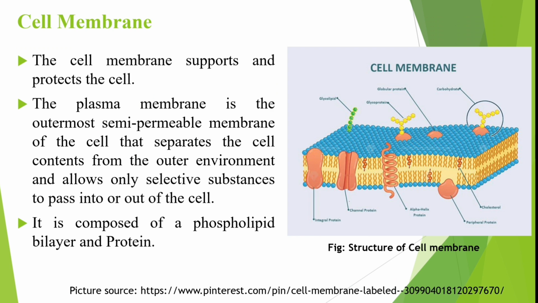Cell membrane supports and protects our cell. It is the outermost layer of your animal cell, and it is also present in plant cell. But in case of plant cell, cell wall is the outermost layer, and inner to the cell wall, cell membrane is present. It is semi-permeable in nature and separates all the cell content from the outer environment and allows only selective substances to pass in and out of the cell.